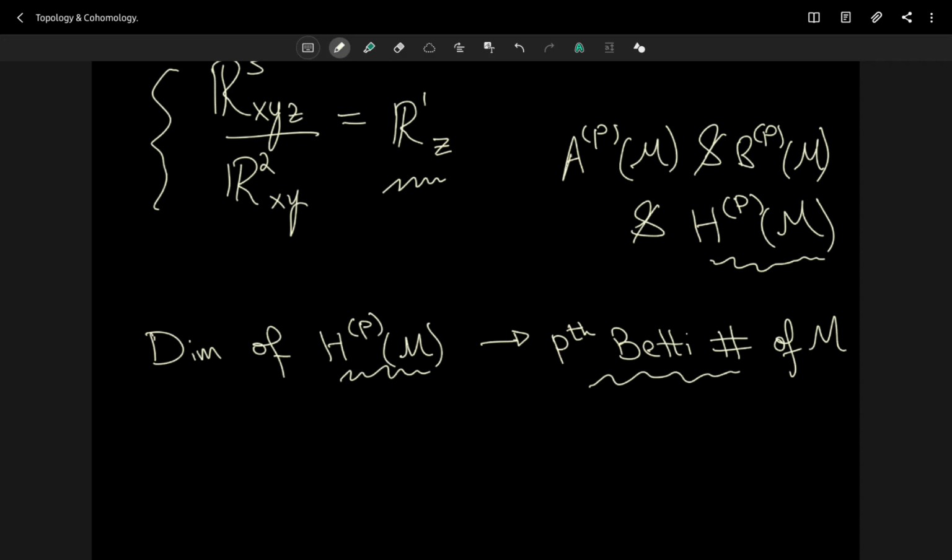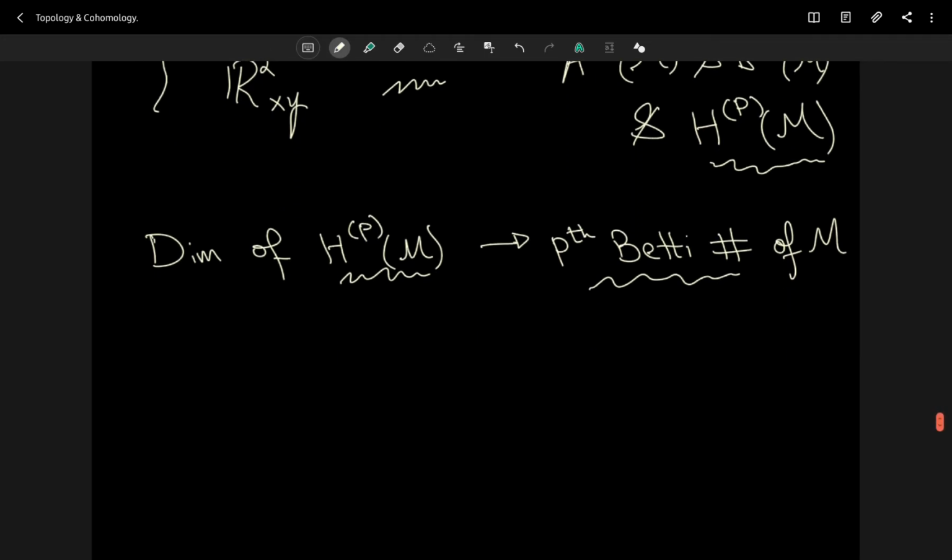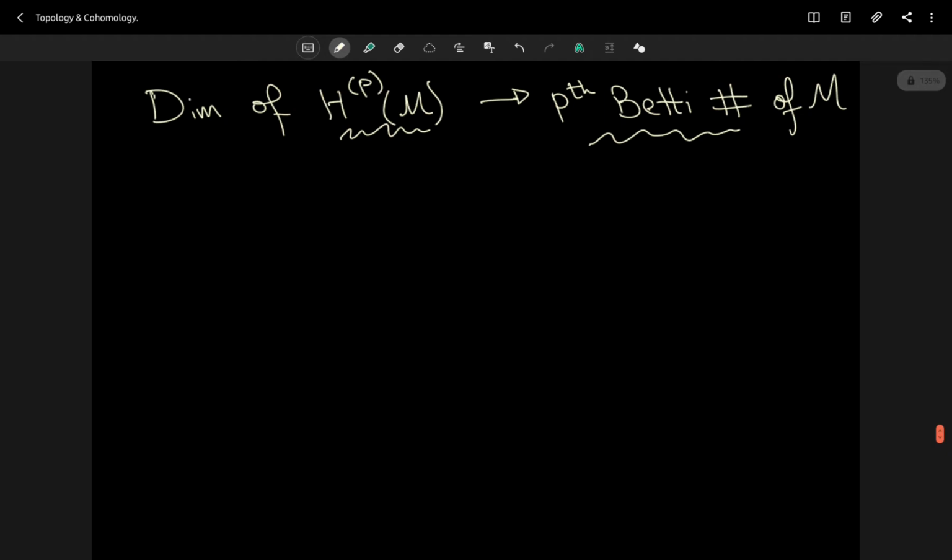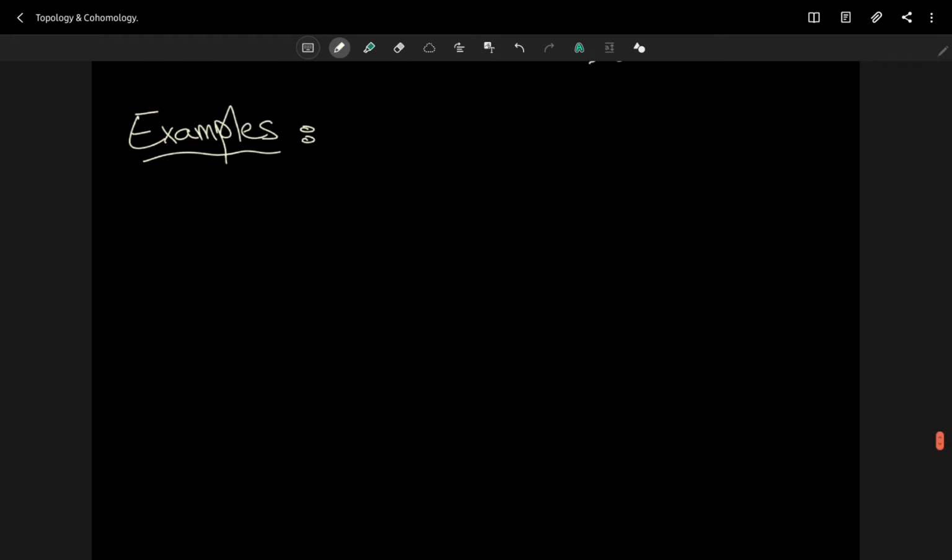Right, now with all of this, let's do some examples, and in the course of doing these examples, we will do some honest to God calculations. Let's start with considering the zeroth cohomology of M. Let me write over here, examples. The first one we are going to start with is the zeroth cohomology of M. That is simply written as H0 of M, right?